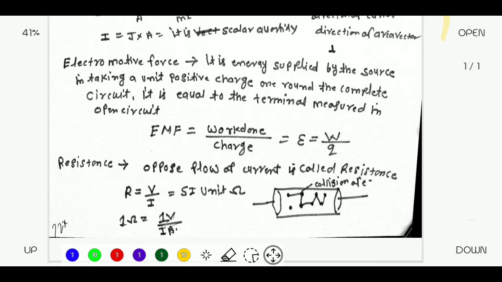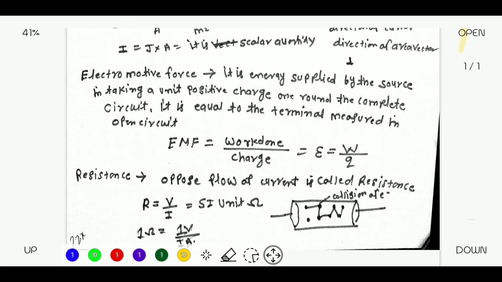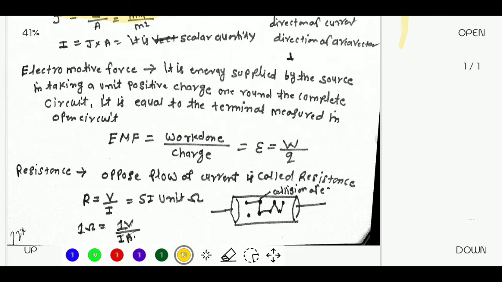After that, the EMF formula is work done upon charge. The amount of work done per unit charge is called EMF. This is the basic formula, E is equal to W upon Q. This is EMF, generally electromotive force. We will use many battery sources connected in series and parallel, so we will calculate the value.